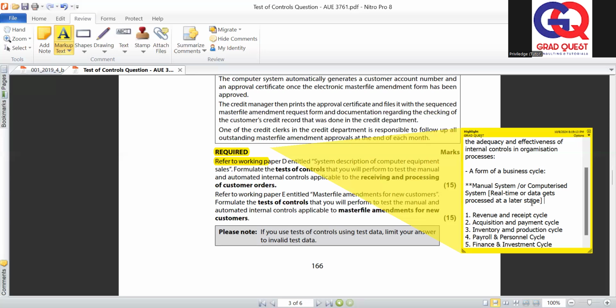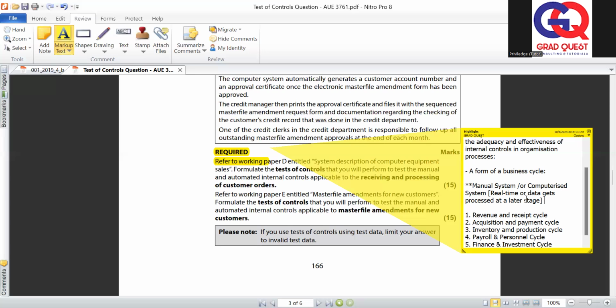Same thing is true even when we are buying products from a third party. That's where, of course, we find the acquisitions and payment cycle coming into the picture. Inventory and production cycle happens usually when we are the ones producing goods. So if we are manufacturing any form of physical product, that's where the inventory and production cycle comes into the picture. You find it in both manual system setups and computerized system setups. The computerized aspect, especially with manufacturing or inventory production, happens normally in the inventory management system that they use at the warehouse section.